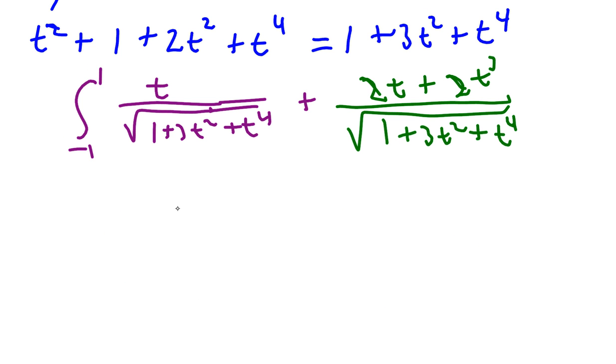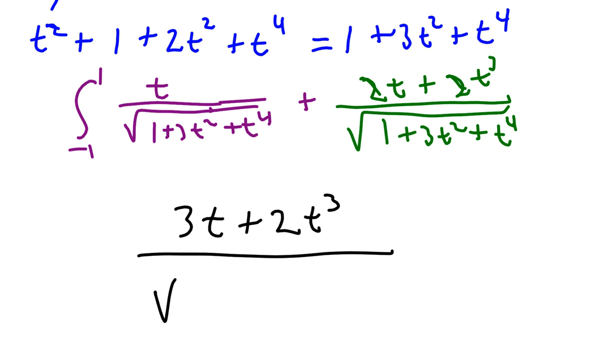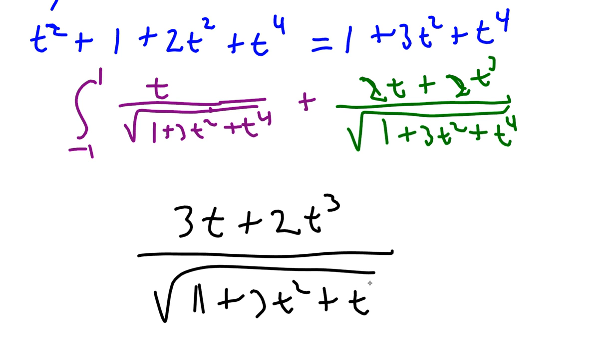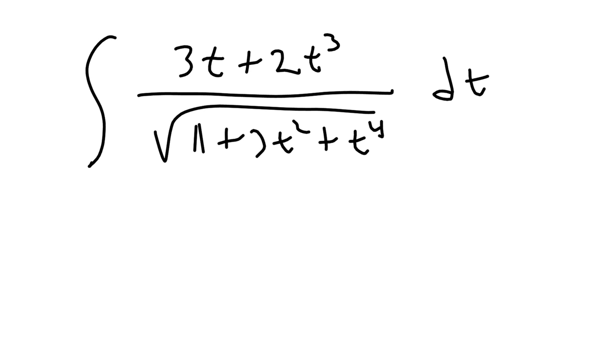On the numerator here, we end up getting 3t plus 2t cubed. And then we have our denominator, 1 plus 3t squared plus t to the fourth. Okay, so we're trying to do the antiderivative of this expression. You notice you have the square root of an expression in the denominator. It's almost always a u substitution. We're going to have to hope that this works out. Let's see what happens here.